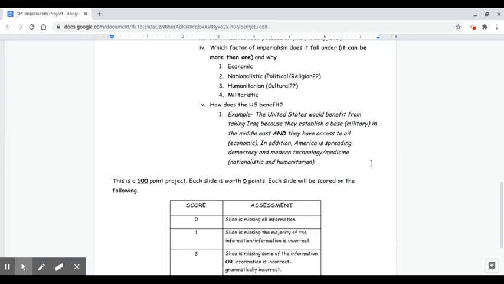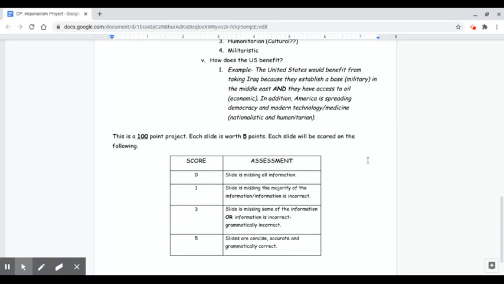How are you going to be graded? Can't make it more simple. It's 100 points. Each slide is worth 5 points on a 0 to 5 scale. If your slide is missing everything, it's a 0. If it's missing the majority of the information or it's incorrect, it's a 1.